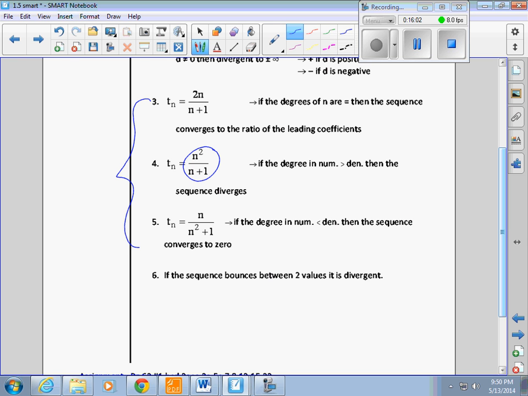It says if the sequence bounces between two values, it is divergent. So if your sequence is going between, say, 2 and 4, 2 and 4, 2 and 4, you're not going to be able to find the sum of that. It's going to go on forever.